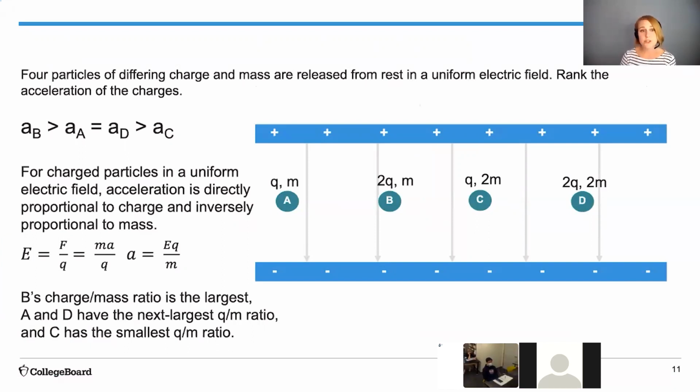So the thing that's different here is the charge to mass ratio. The larger the charge to mass ratio, the larger the acceleration is going to be. So this ranking is essentially a ranking of charge to mass ratio. Object B has the largest charge to mass ratio. A and D have the same charge to mass ratio, and then C has the smallest charge to mass ratio.